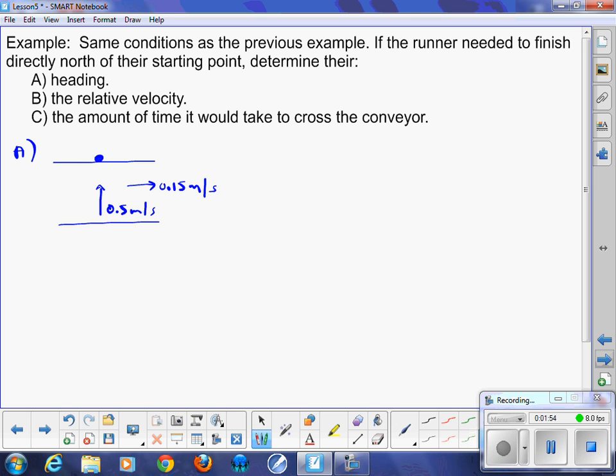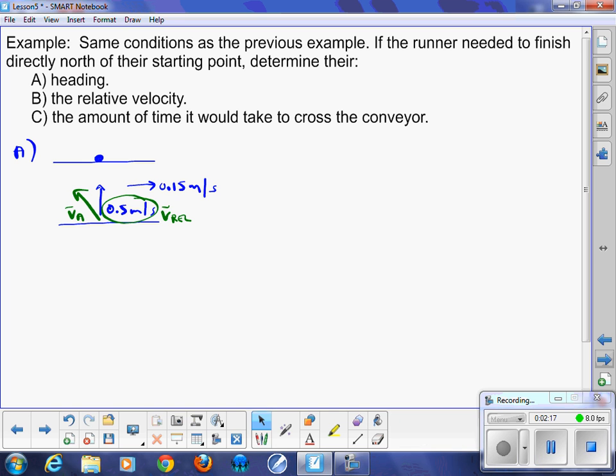So from kind of using your instincts here, that means that the runner would have to actually aim in the direction or run into the conveyor, if you want to think of it that way. So that is what we want to know, and this is the original direction. So we're really looking for VA because we want this, or this now becomes our resultant, or V relative.